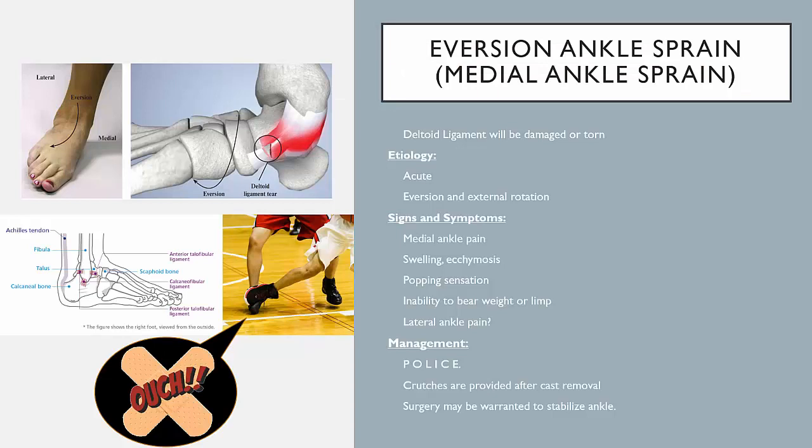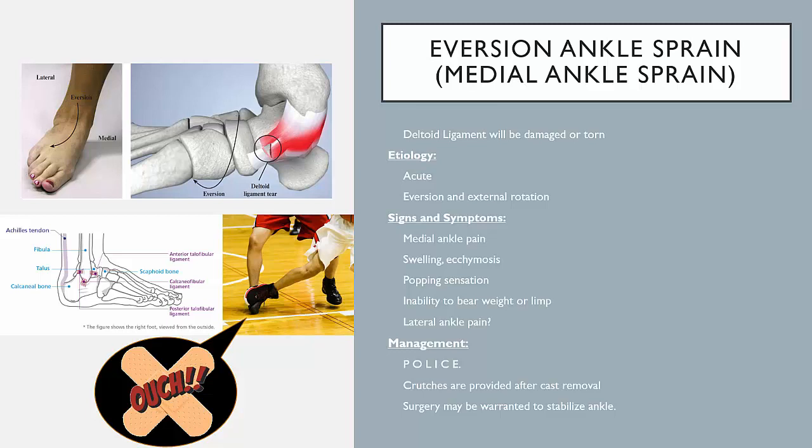An eversion ankle sprain, also known as a medial ankle sprain. An eversion ankle sprain is rare and occurs when the ankle rolls too far inwards. It is often accompanied by a fracture to the fibula. An eversion ankle sprain is a tear of the deltoid ligaments on the inside of the ankle. It is often called a medial ankle sprain or a deltoid ligament sprain.